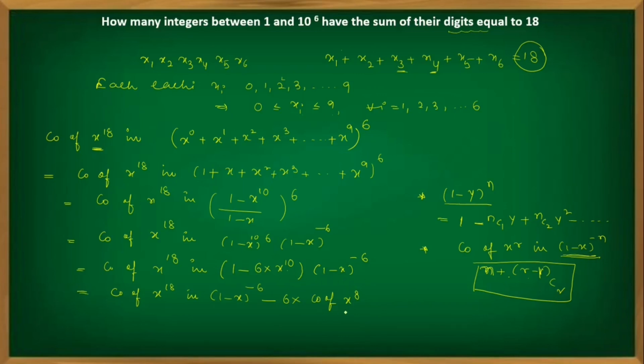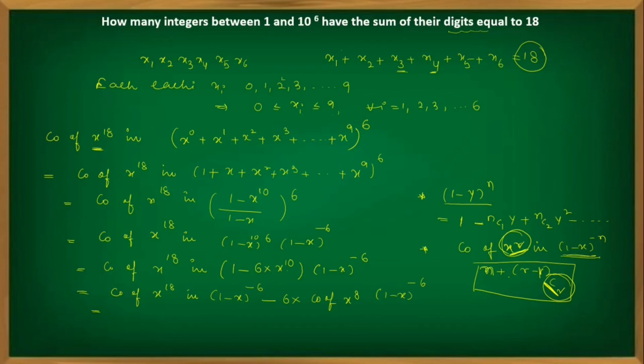So we want the coefficient of x to the power of 8 from this expansion, that is 1 minus x to the power of minus 6, which is equal to, now we'll apply this formula. For the coefficient of x power r, simply you write C r. You can remember this: whenever you have x power r, simply write C r, and the index you add r minus 1. So just remember: the coefficient of x power r is C r, and you add here n plus r minus 1. Okay.